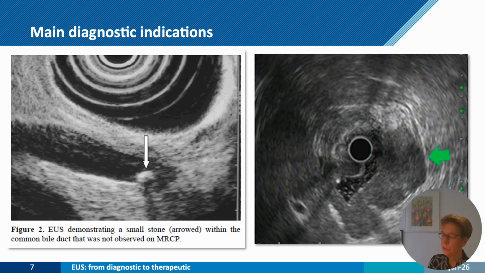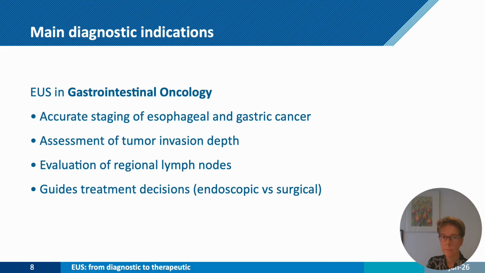You can also use it to interrogate if there are stones in the biliary tract, as you can see here, or if you want to look at the depth of the invasion of a tumor. So you can use it for accurate staging of esophageal and gastric cancer, assessment of tumor invasion depth, evaluation of regional lymph nodes, and it can guide treatment decisions.